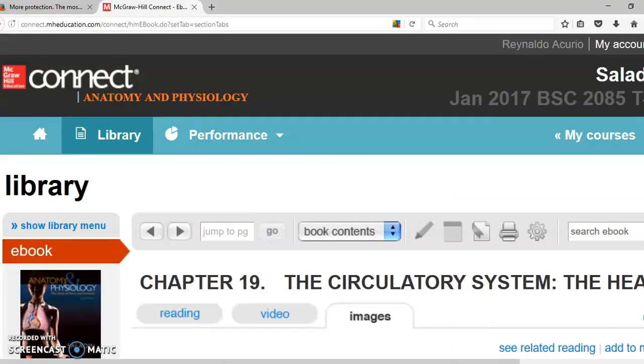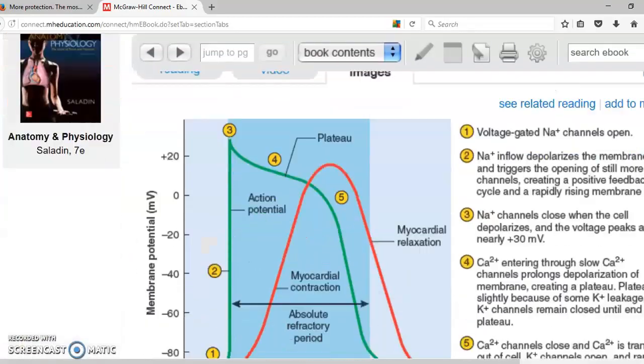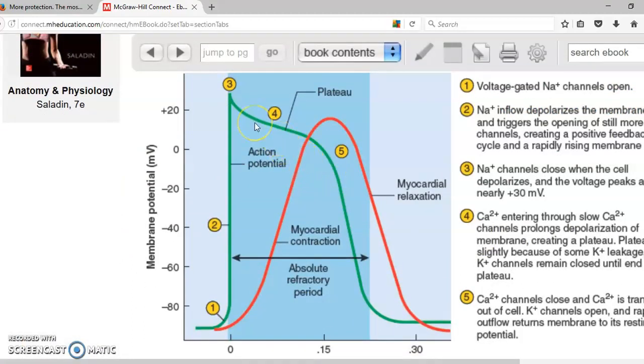What's the difference then between the cardiac muscle and the skeletal muscle? In the skeletal muscle, it just goes up and down immediately. In this case, there is a delay between when it goes up and when it goes down. This delay right here is something that you don't see in the skeletal muscle or in the nerves. So this delay is called the plateau. Sodium goes in, potassium goes out.